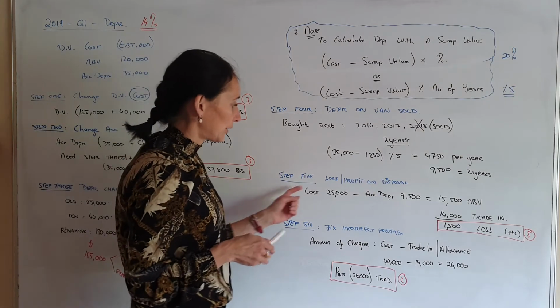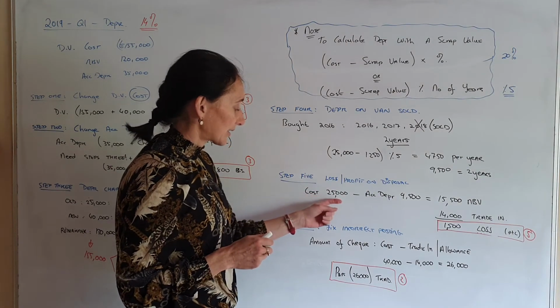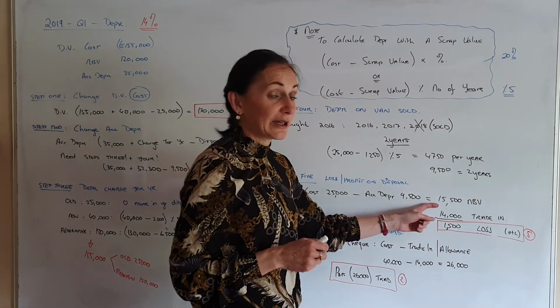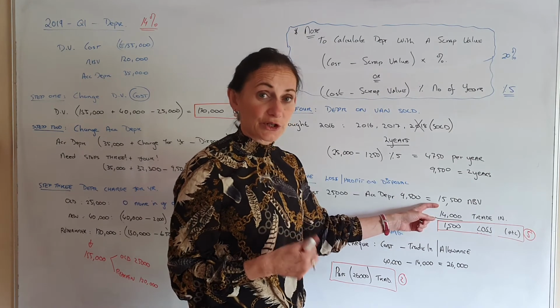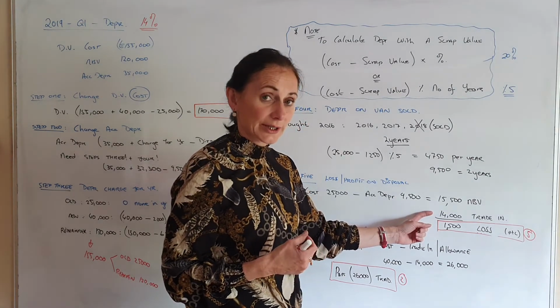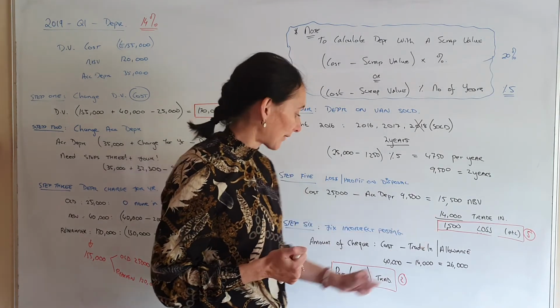Step 5, we're going to work out, do we make a profit or loss on our disposal? So the van cost us 25. We've written off 9,500. So we believe that if we were selling it today, we should get 15,500. You got 14,000 in trade-in. You wouldn't be happy with that, so you made a loss of 1,500.